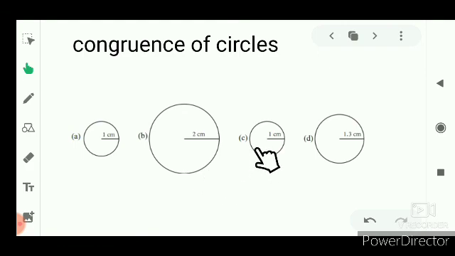Here the radius is 1 centimeter. It means that the radius of this figure C and this figure A are the same, 1 centimeter. It means that this circle is congruent to this circle, that is C. These two circles are congruent to each other. Okay. Also this is 2 centimeters, this is 1.3 centimeters, meaning they are not congruent to each other. Okay, so two circles are congruent if and only if their radii are equal.